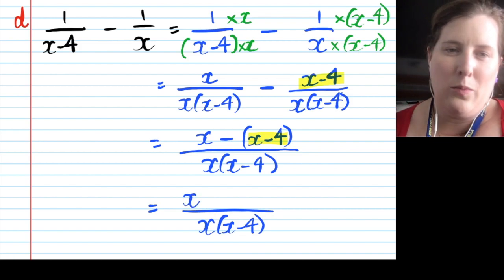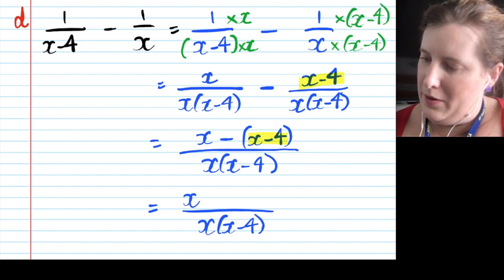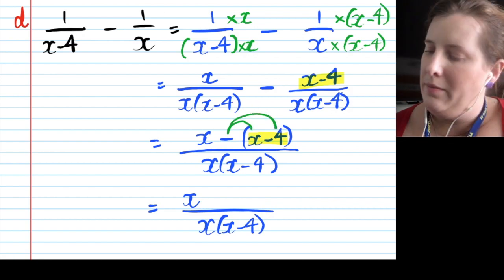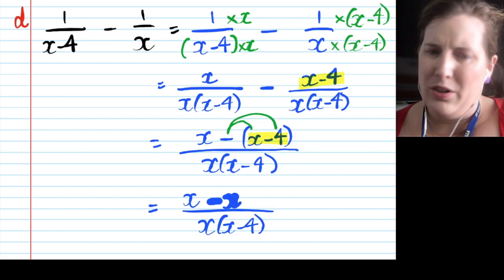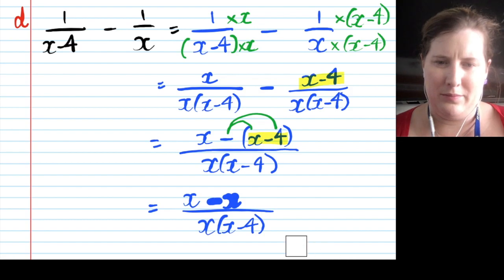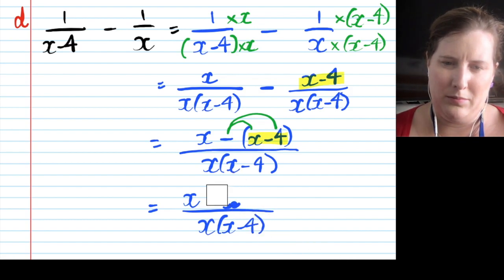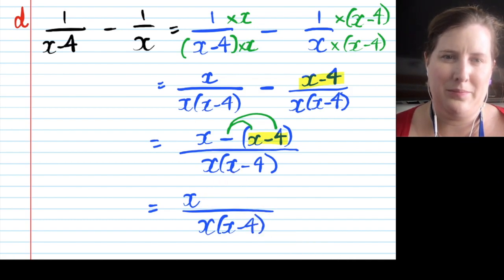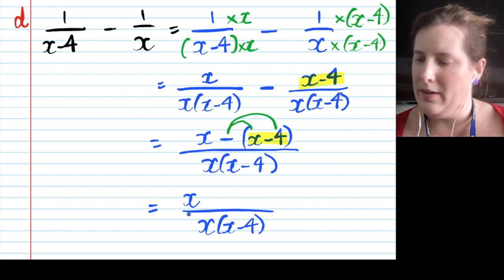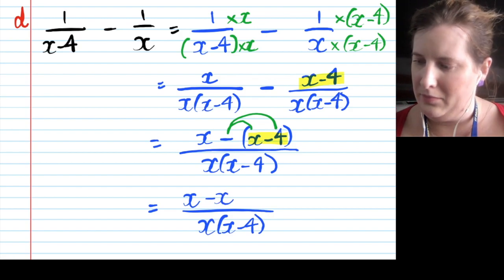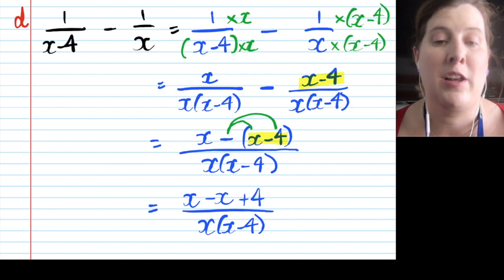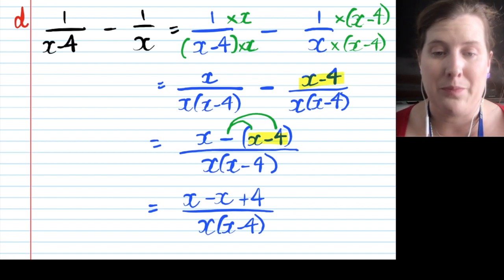Now, when I minus x, that's fine. Oh gosh, what happened there? That was the weirdest thing. Minus x is fine. Minus negative 4 becomes plus 4. And the reason I put brackets around was so that I didn't forget to change that to a plus 4.